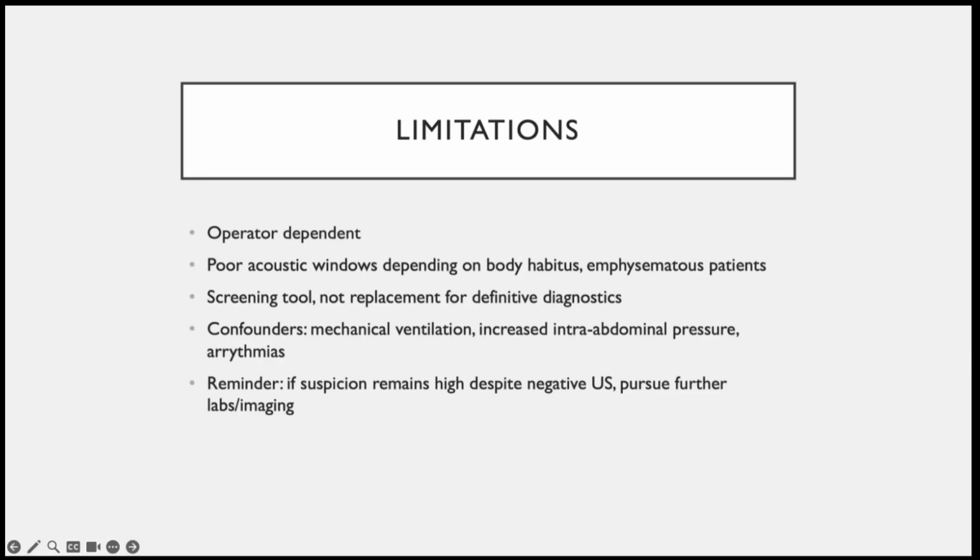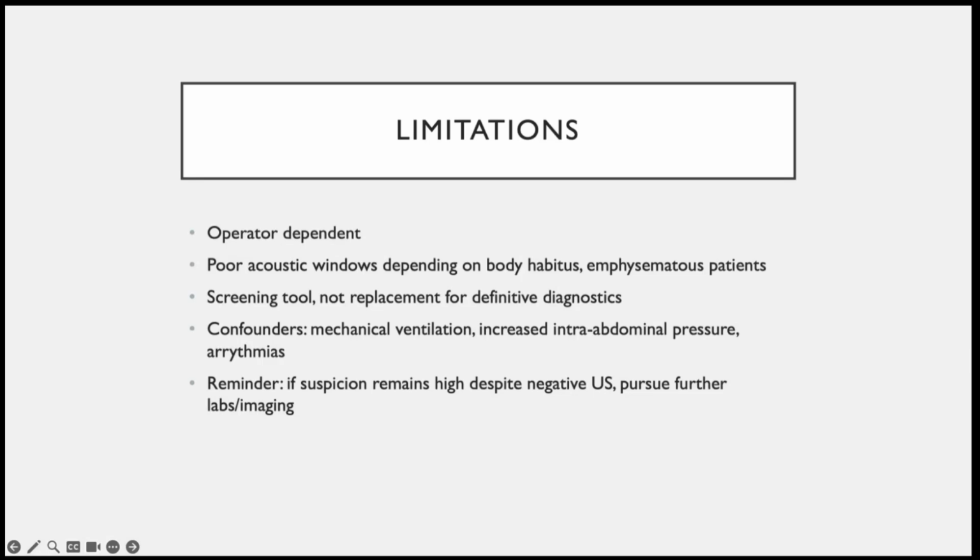Some confounders to remember that can distort your ultrasound findings in this exam will be if the patient is on a ventilator. That positive pressure ventilation can alter your venous return and your intrathoracic pressures. This ultimately will change your IVC diameter and collapsibility, making the IVC look more full and less collapsible, even if the patient is actually hypovolemic. So that's something to consider.